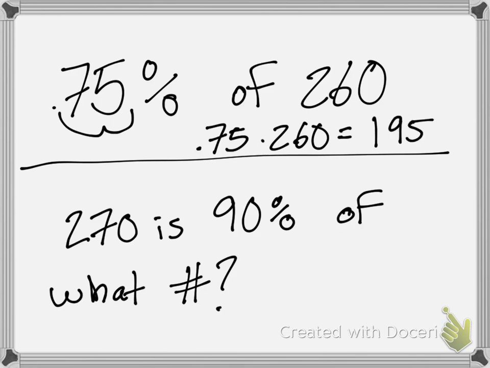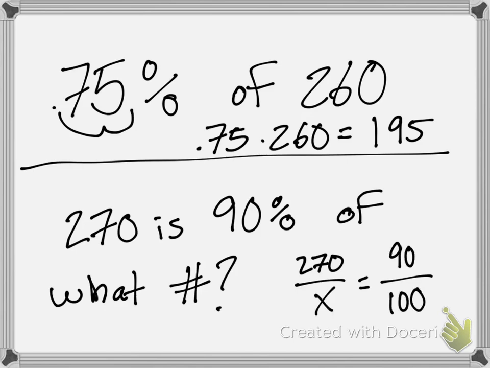Here, we set this up. How do we set these problems up? The is over of. What goes on the top of the first one, Ben? 270. What goes on the bottom? Daniel? X. On this other side, we get 90 over 100. How do we go from 90 to 270? Ben? Times 3. We do the same to the bottom. X equals what?